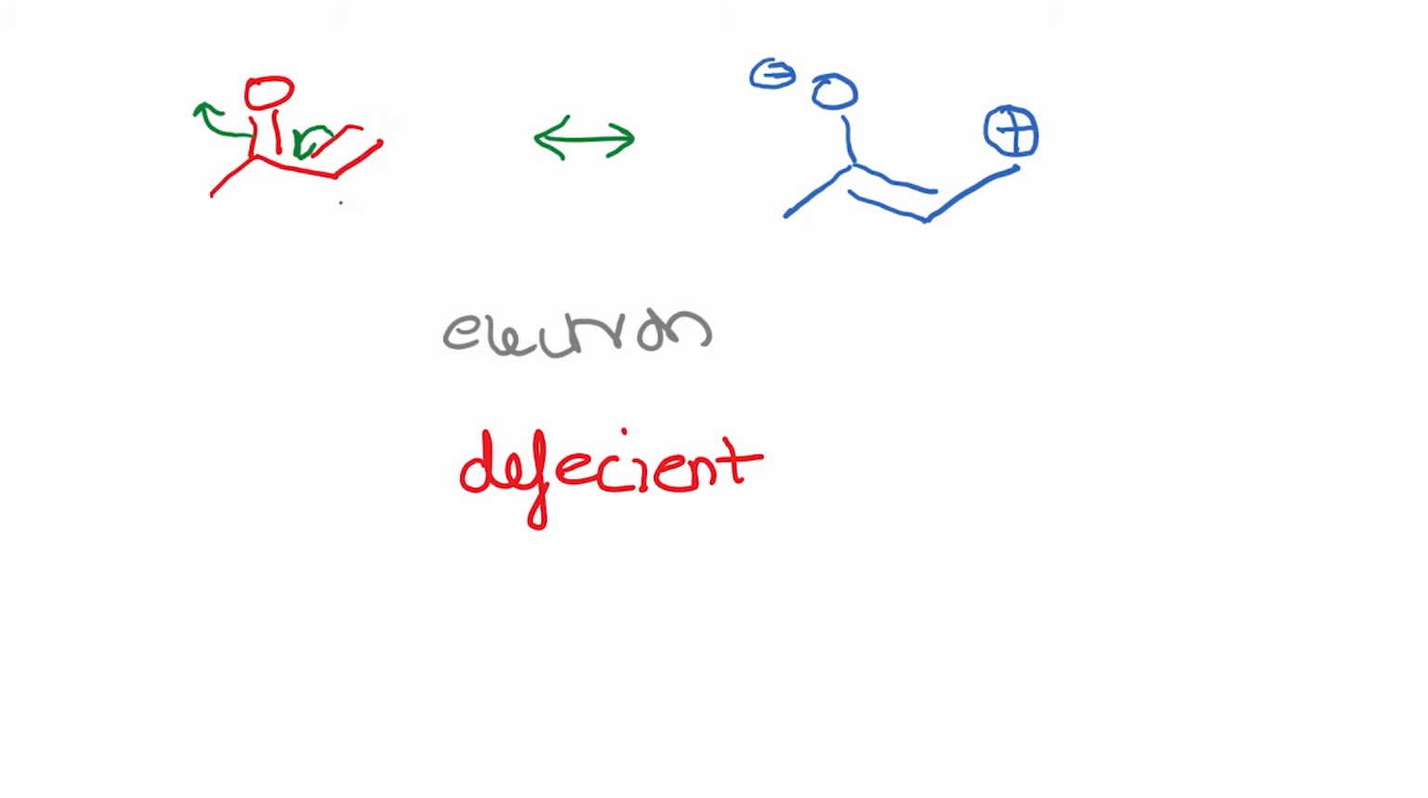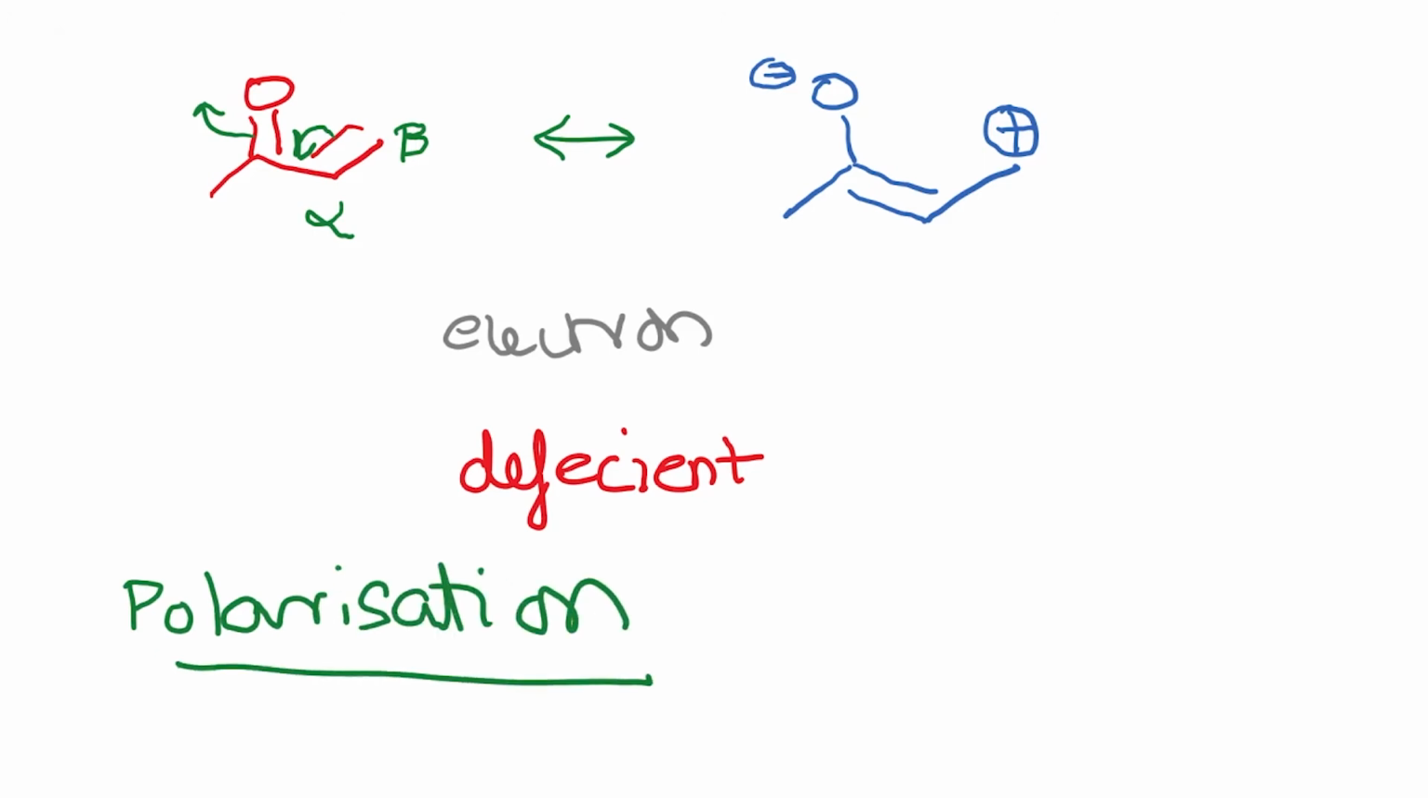So let's just revise that. This is called the alpha position and this is called the beta position. So there is a fair amount of polarization that occurs, and this is going to contribute to the unique reactivity of these types of compounds. Now, can we detect this polarization through spectroscopy? One of the important spectroscopic tools is NMR.